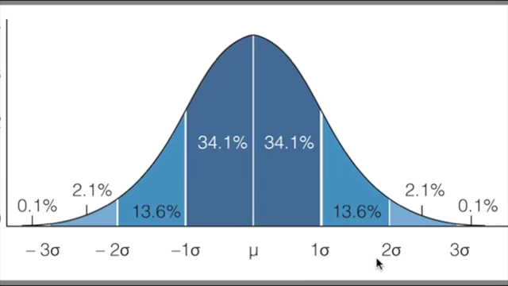If we went to 2 standard deviations, you would see that it's adding about another 27%, and we would be looking at about 95.4% of all of the data now falling plus or minus 2 standard deviations. Lastly, if we went all the way to 3 standard deviations, plus or minus, you would see that about 99.7% of all of the data would be accounted for plus or minus 3 standard deviations.